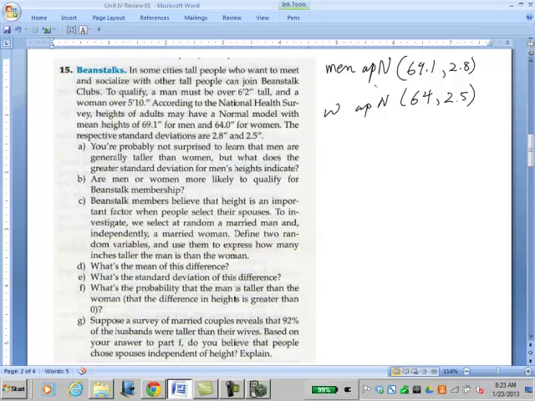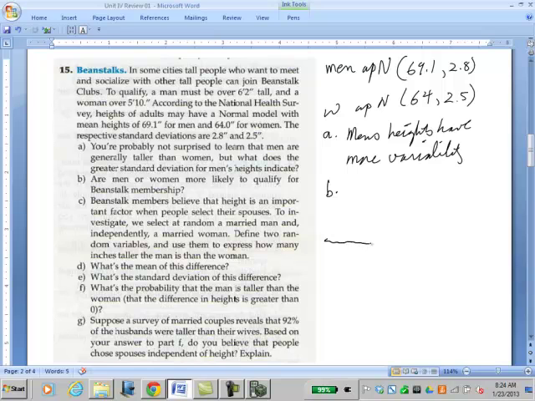Okay, so what does the greater standard deviation for men's heights indicate? So A, men's heights have more variability. It's a very obvious answer, but you got to get that in there, variability. Okay? They vary more, so they have a bigger standard deviation.